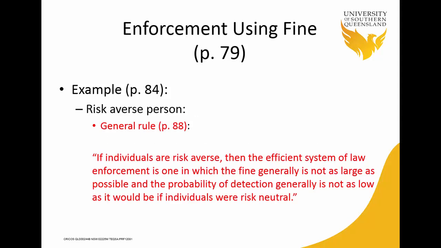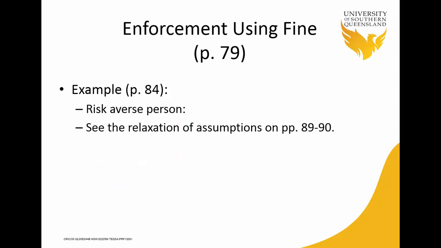The general rule we can take out from this is that if individuals are risk averse, then the efficient system of law enforcement is one in which the fine generally is not as large as possible. So instead of a $10,000 fine as we saw with the risk neutral people, now because they are risk averse we only need $90. Okay, it's not as large as possible, and the probability of detection generally is not as low as it would be if individuals were risk neutral. So you would have an increase in the probability of detection, the optimal outcome, and a huge decrease actually in fines.